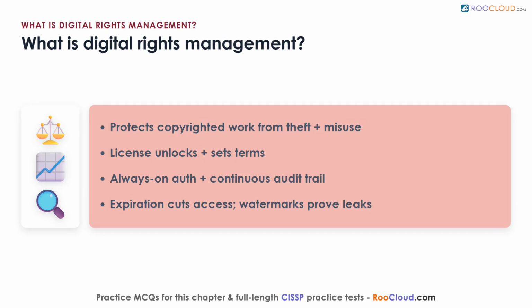A continuous audit trail records every use, catching abuse like the same account playing in 2 cities at once. And an expiration date can cut off access when a subscription ends. Watermarks hidden inside a file will not stop a copy, but they can prove who leaked it.